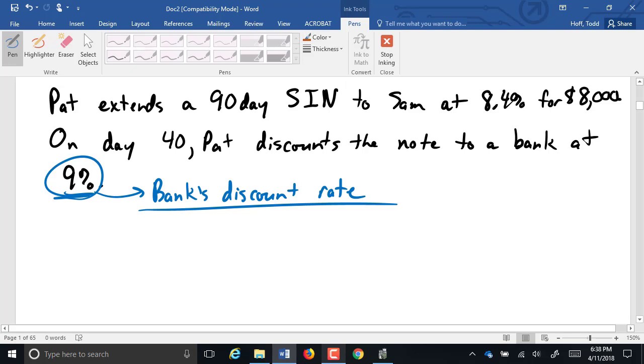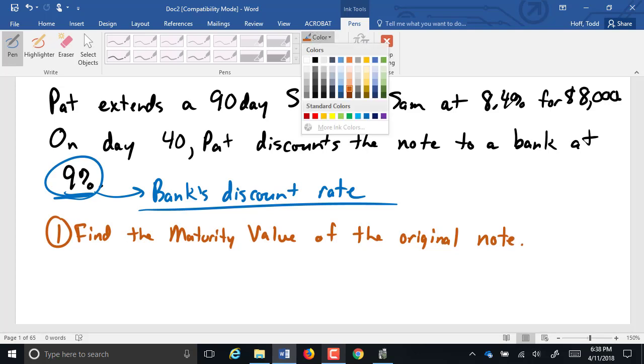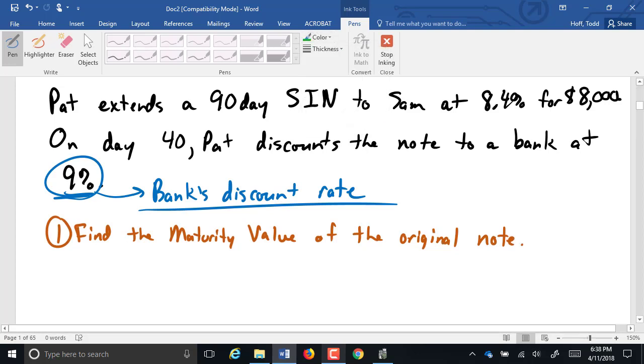So now let's look at this process. There are quite a few steps here. The first step, step number one, is you must find the maturity value of the original loan, of the original note. So this is going to take place in two parts. We find the interest, then we add the interest onto the principal. So this is for the original note.